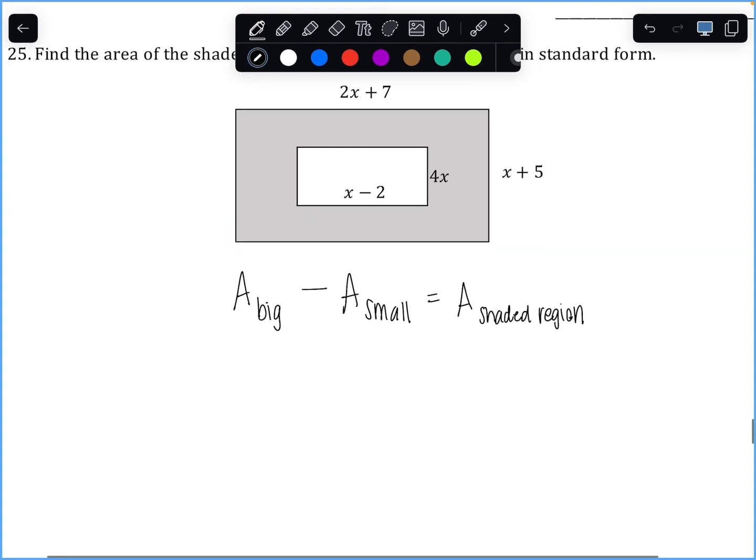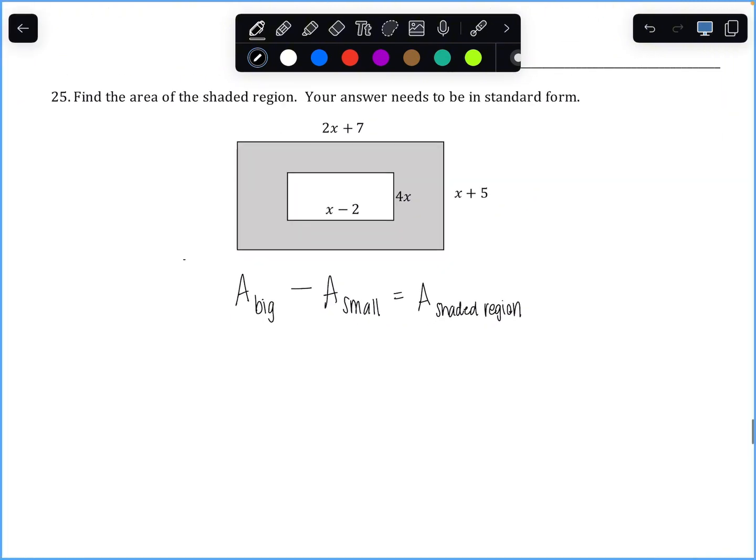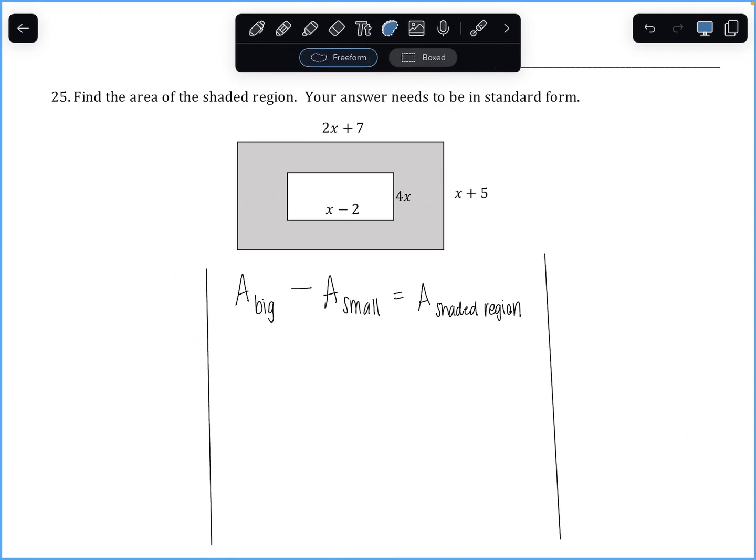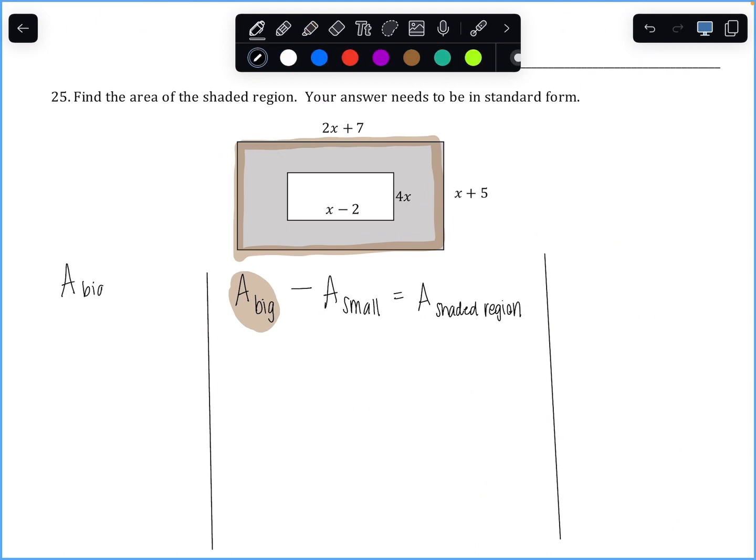Okay, good. So Miss Sanchez likes to teach you guys how to be organized. So you're going to make 3 columns right here. On the left side, we're going to calculate the area of the big rectangle. That's going to go over here, and it's base times height. And like you guys said, that is equal to 2x plus 7 times x plus 5, yeah?